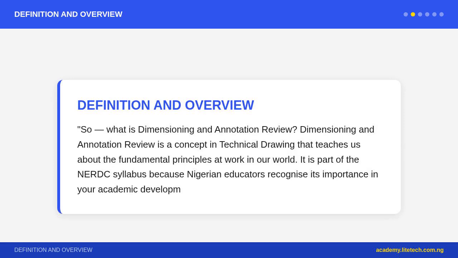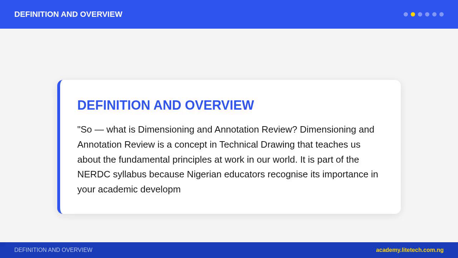So, what is dimensioning and annotation review? From the market of Onitsha, to the oil fields of Rivers State, to the groundnut pyramids once found in Kano, dimensioning and annotation review connects your classroom to the real Nigeria you live in.